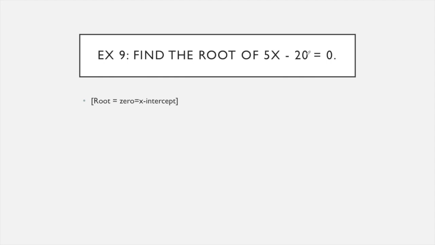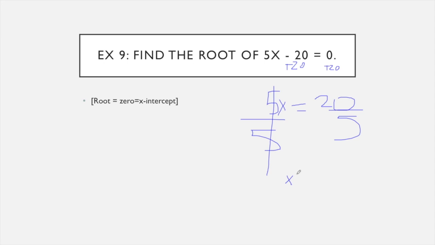So if 5x minus 20 equals 0, we can add 20 to both sides. And 5x would be equal to positive 20. So if we divide both sides by 5, x would equal 20 over 5, which we know is 4. So that is the root of that equation.